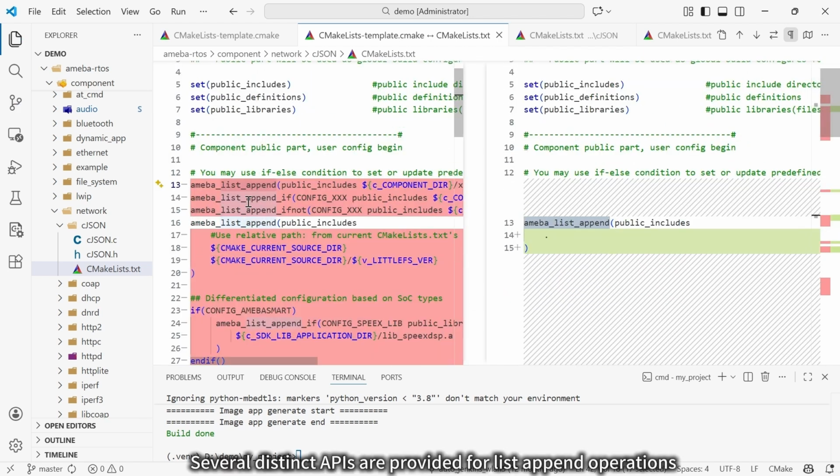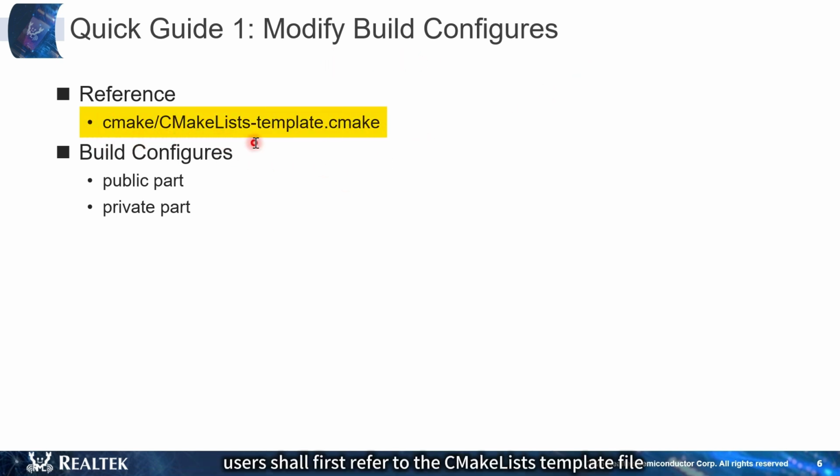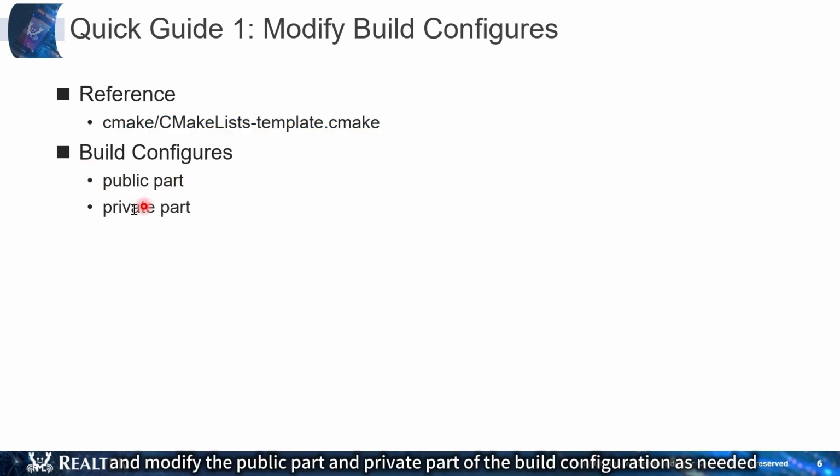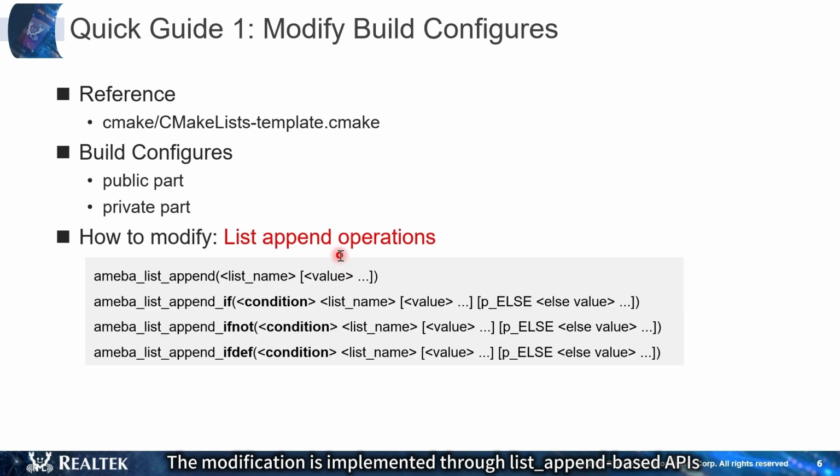Several distinct APIs are provided for list append operations, each suitable for different scenarios, and they can be used in combination with kconfig. In summary, to modify the build configuration of an existing component, users shall first refer to the CMake lists template file and modify the public part and private part of the build configuration as needed. The modification is implemented through list append-based APIs. Content can be appended directly or appended based on specific configuration requirements.